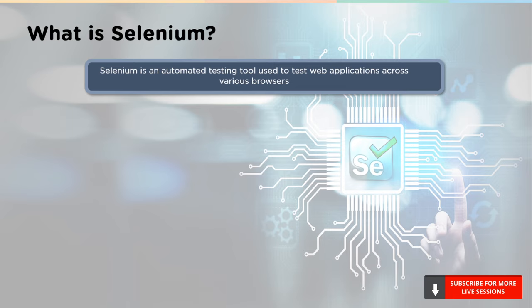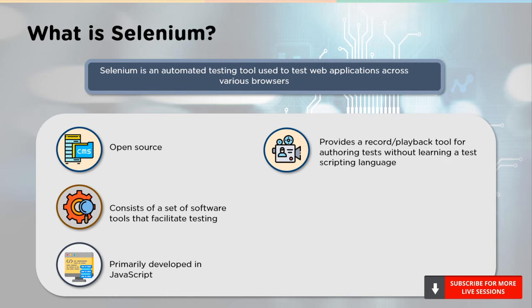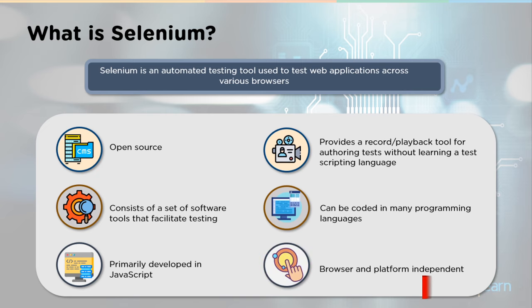Now, let's look at some of its features. It is open source. It consists of a dedicated set of tools, which we'll discuss shortly. It is primarily developed in JavaScript. It provides a record and play feature without having to learn any scripting language. It can also be coded in several programming languages. It is a browser and a platform-independent tool, meaning it can run on multiple browsers like Chrome, Safari, Firefox, to name a few, and on multiple operating systems like Windows, macOS, or even Linux.